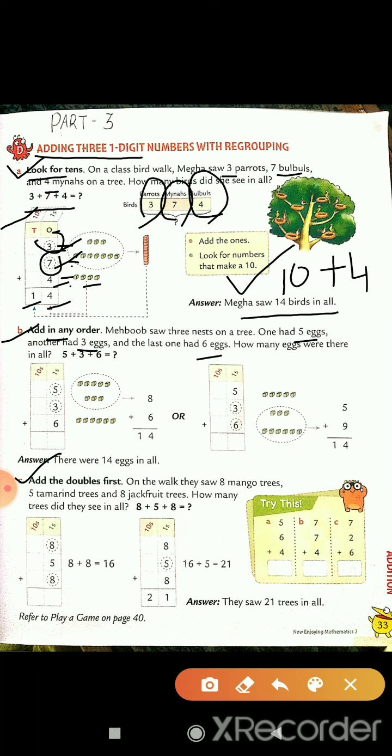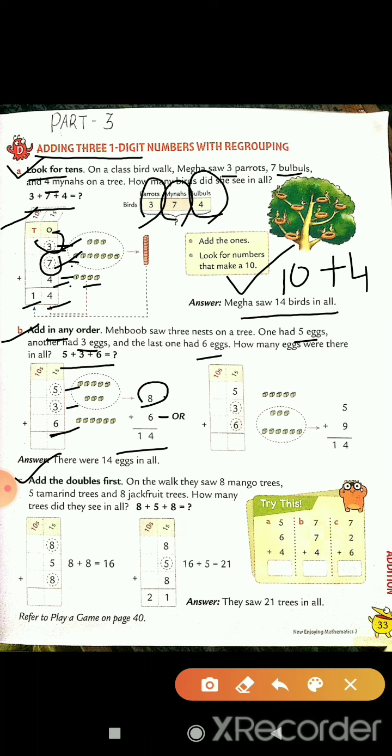For finding the total number of eggs, we need to add 5, 3 and 6 together. Now, according to this method, we can add in any order. First, we can add 5 and 3. 5 plus 3 is equal to 8. And then we can add that 8 with the remaining number, that is 6, which gives us 14.